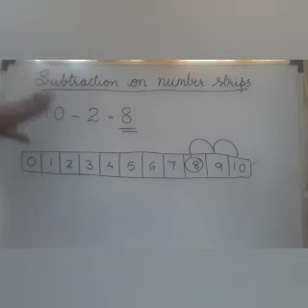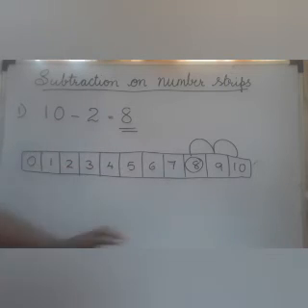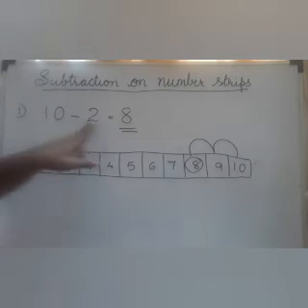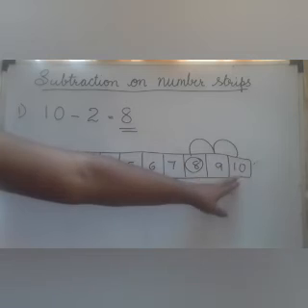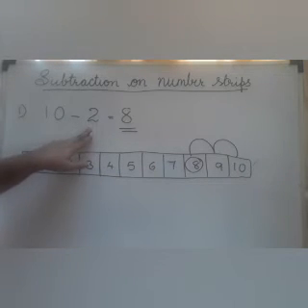Dear kids, we are doing the subtraction on number strip. Here is the number strip. The first question is 10 minus 2. The first number shows from where we have to start the jumping. From where do we want to start the jumping? We want to start the jumping from 10. What does the second number mean?